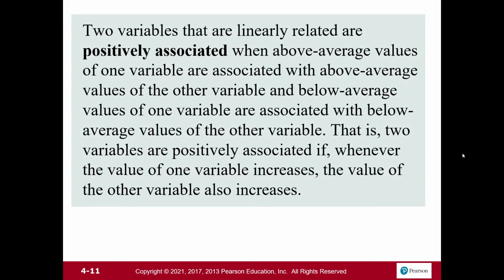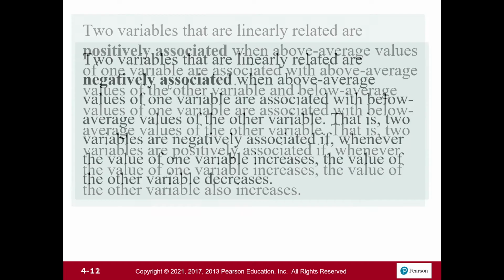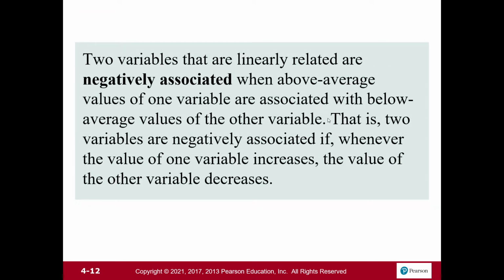Two variables that are linearly related are positively associated when above average values of one variable are associated with above average values of the other variable. Basically, whenever the value of one variable increases, the value of the other variable increases as well. This would be called a positive association. And the opposite now: whenever the value of one variable increases, the value of the other variable decreases. Somewhat like an inverse relationship.